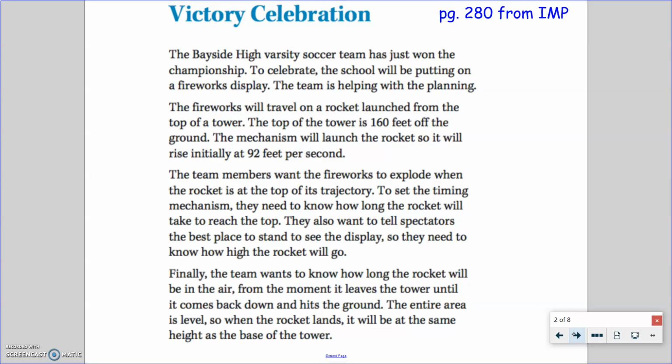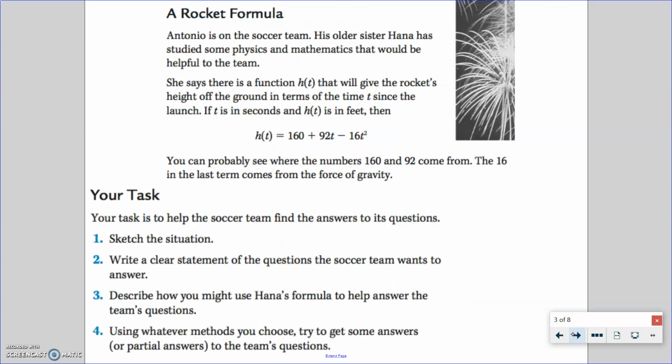All right, so there's a lot of information going on here, but basically we're trying to figure out where's the best place to see the fireworks and things like that. So Antonio's on the soccer team, and his older sister Hannah has studied some physics and mathematics that would be helpful to the team. So she's using this function right here, where t is in seconds and h of t is in feet.